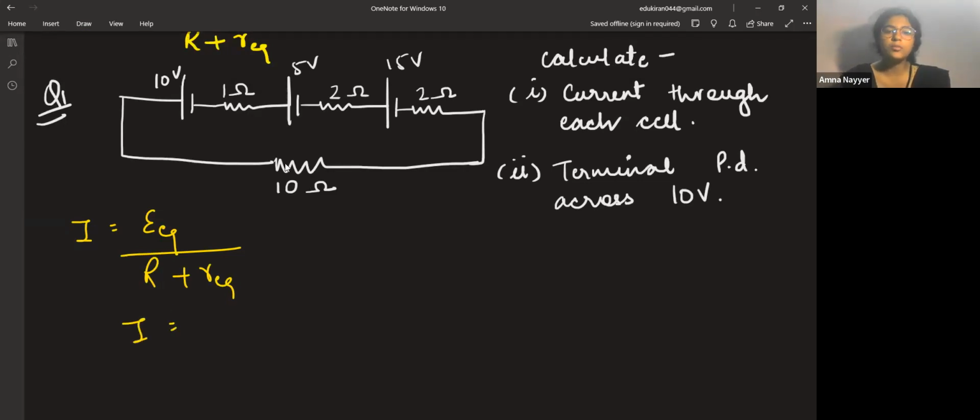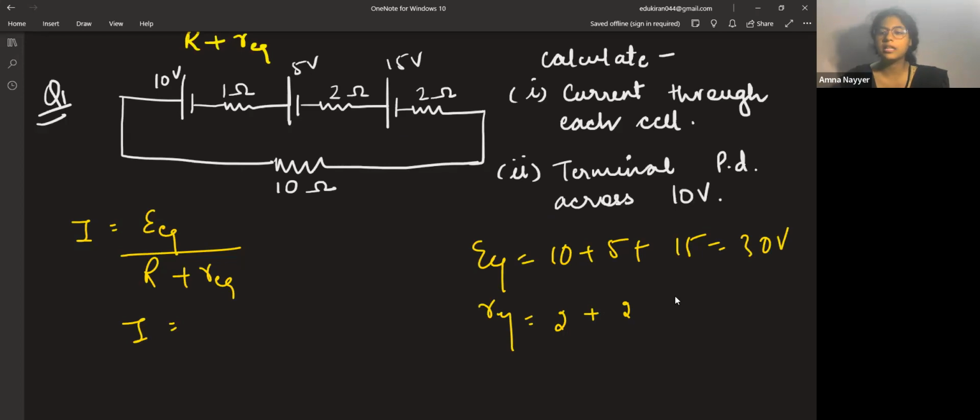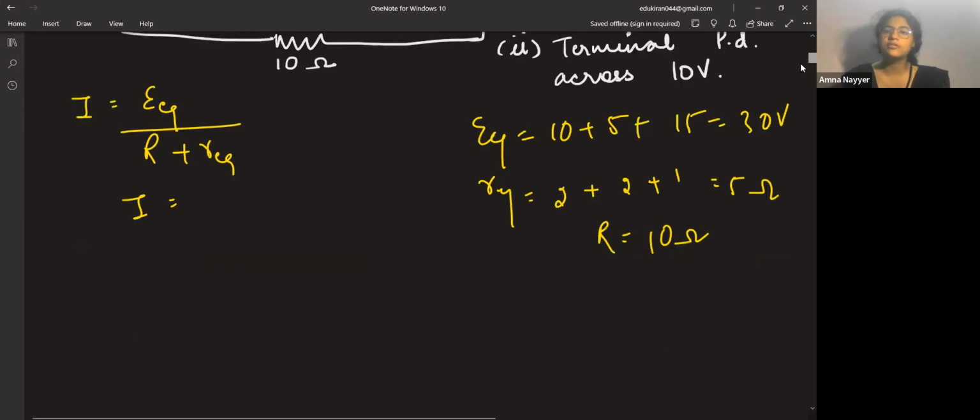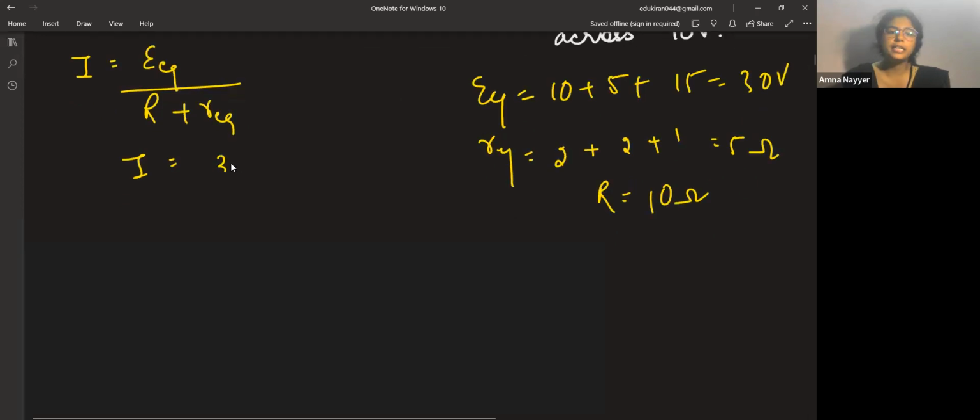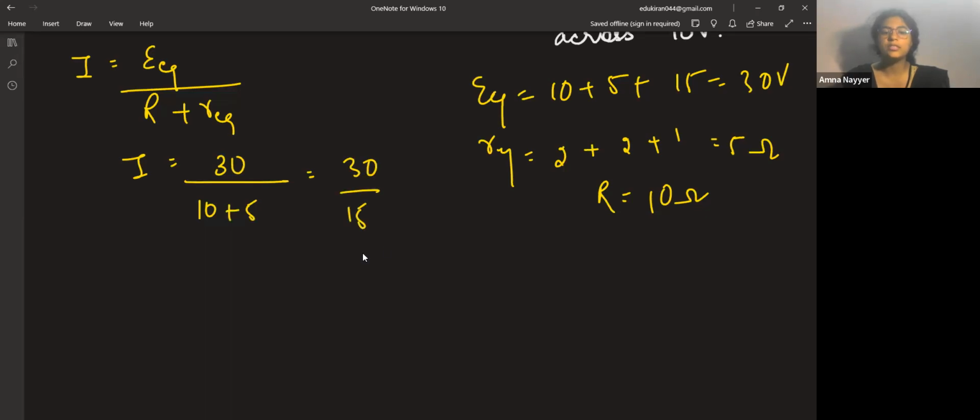So what is the current equal to? The E equivalent here is 10 plus 5 plus 15, which is equal to 30 volt. And R equivalent is 2 plus 2 plus 1, so this is 5 ohms. The external resistor R is 10. This is the data you have to put in here. So this gives you 30 divided by 10 plus 5, which is 30 by 15. So current is equal to 2 amperes.